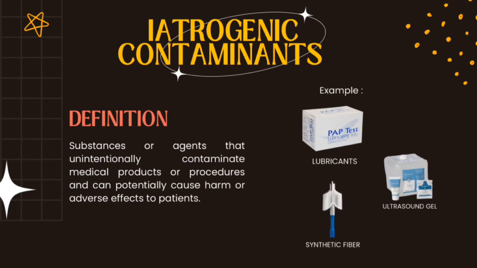What is iatrogenic? It is a substance or agent that unintentionally contaminates medical procedures and can potentially cause harm or adverse effects to patients. In the case of pap smears, iatrogenic contaminants can include substances like lubricants, ultrasound gel, or synthetic fibers from cytobrushes. During a pap smear, lubricants are sometimes used on the speculum to reduce discomfort for the patient. However, if these lubricants come into contact with the collected pap sample, they can contaminate the specimen.